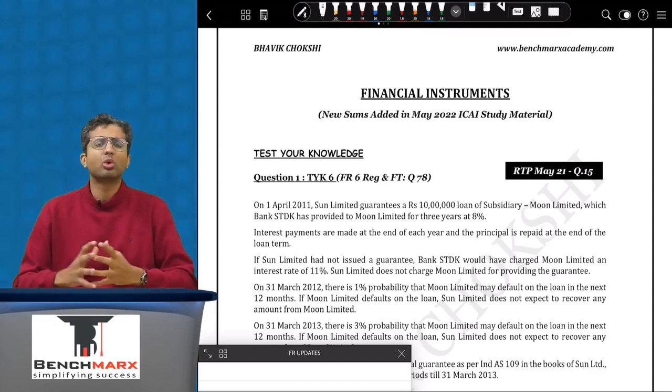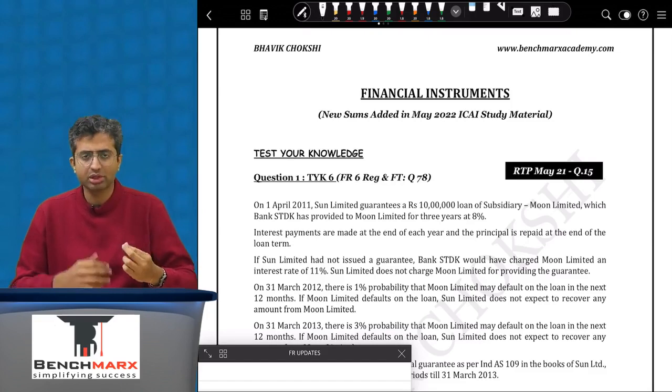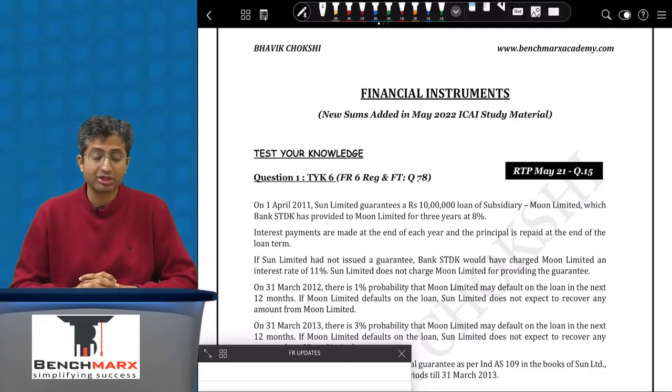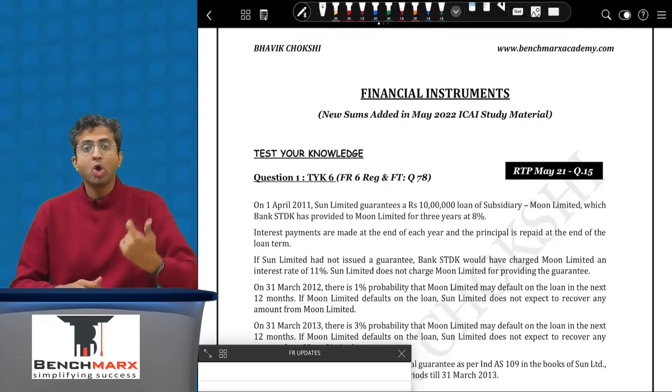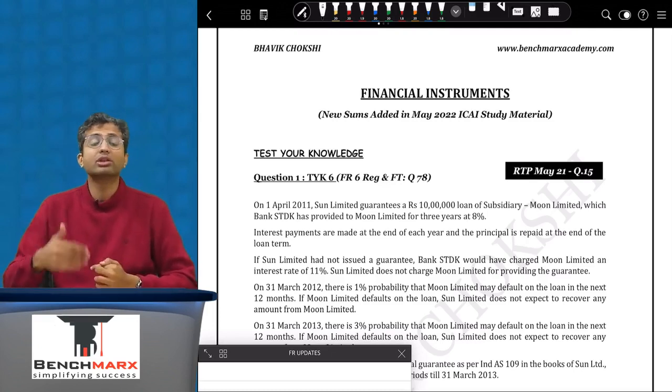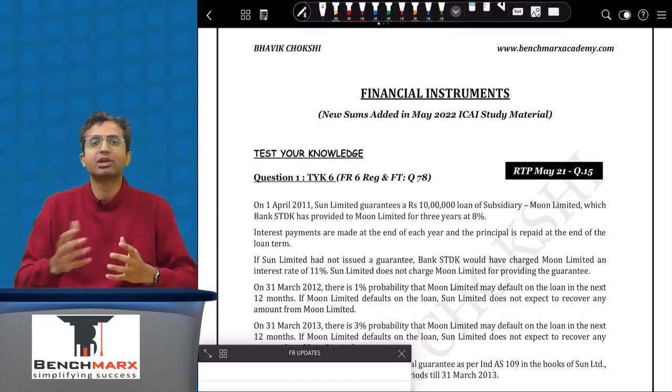So how should the accounting for guarantees happen? Well, at initial recognition as well as at each subsequent balance sheet date, it will be recognized at fair value. And how do you calculate the fair value? Well, this is based on the present value of the coupon savings that are generated due to the guarantee.